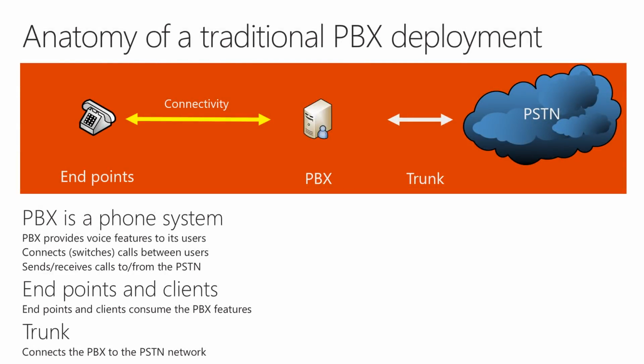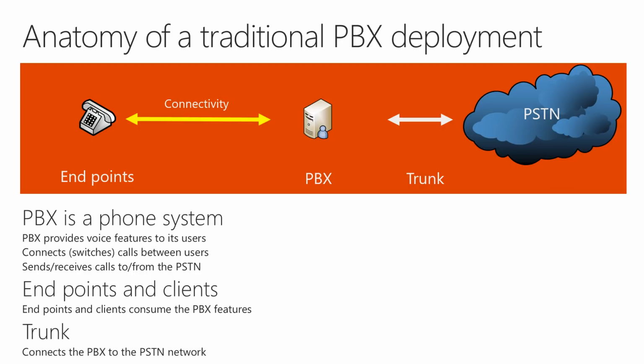Before we talk about Office 365 phone system, let's take a look at a traditional phone system. So here you can see a traditional PBX deployment. The PBX is your phone system. It provides voice features to users, such as voicemail. It connects calls between users, and it allows you to send and receive calls to the PSTN, to the phone network.